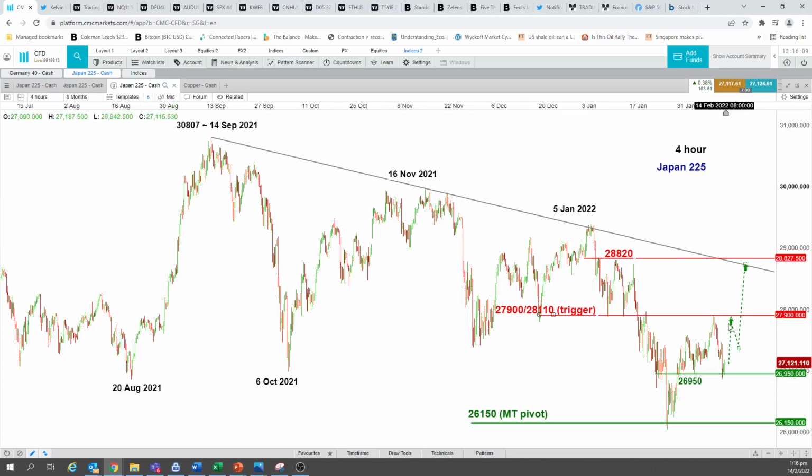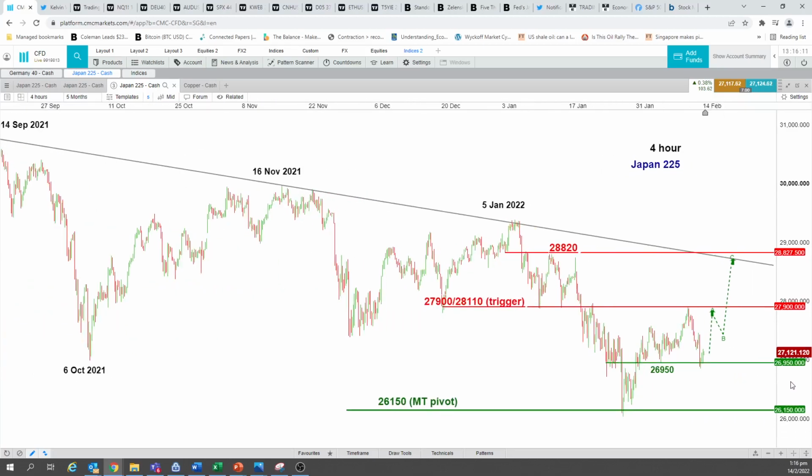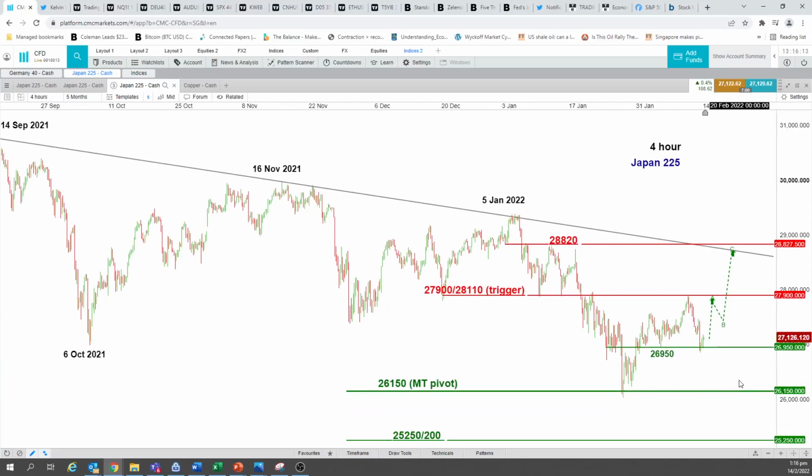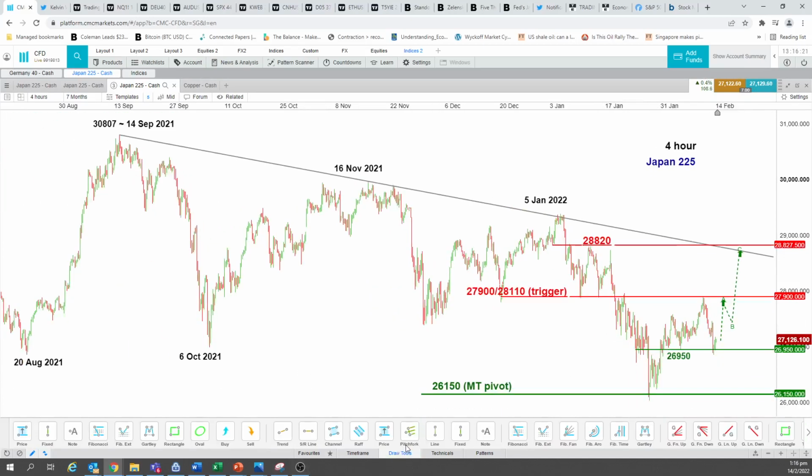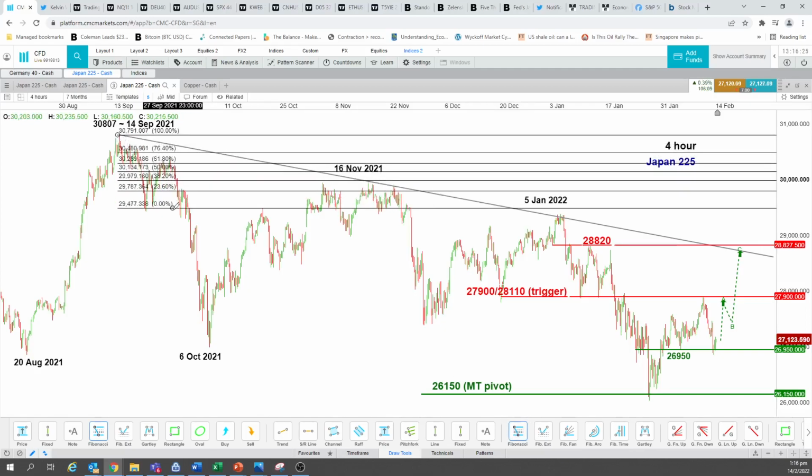However, if we have a 4 hour close below 26,150, it could take us much lower towards the next support level at 25,250 slash 200, which is the 1.236 Fibo projection, taken from the down move of the 14th of Sep.